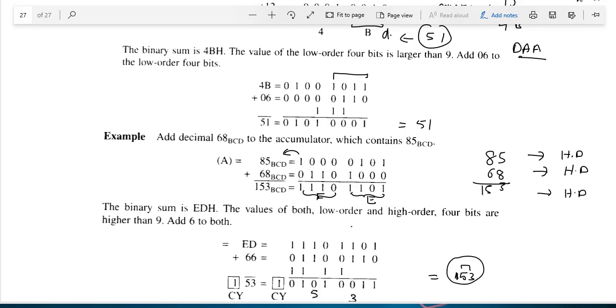So this DA instruction will be used for decimal addition. Whenever you want to do decimal addition, we will do normal addition, then we use the DA instruction. This DA instruction will automatically convert your result into a decimal number. Okay, so this is all about today's lecture.